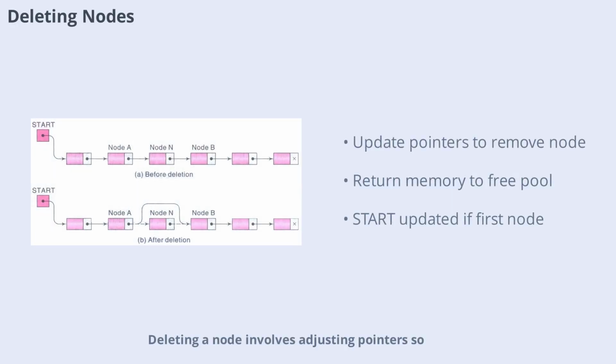Deleting a node involves adjusting pointers so the node is removed from the list, and its memory is returned to the free pool. If deleting the first node, start is updated to the next node. For other nodes, the previous node's link is updated to skip the deleted node. This process ensures the list remains connected and memory is efficiently managed. Deletion is a common operation, especially in dynamic data structures.